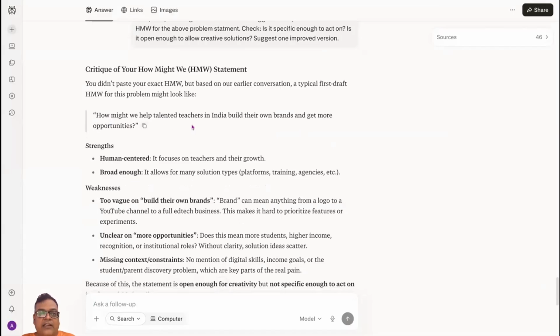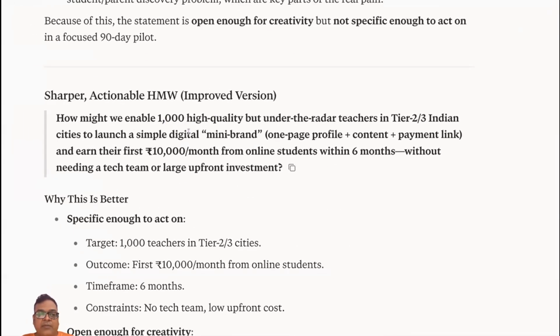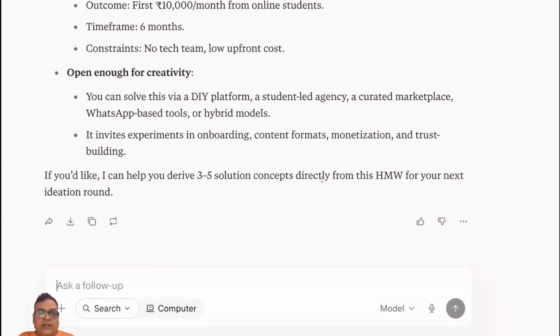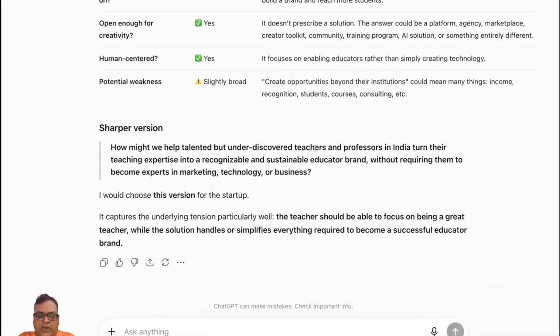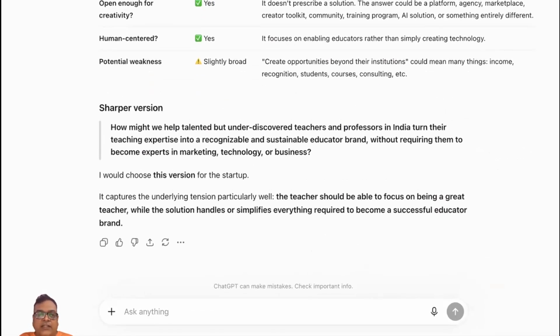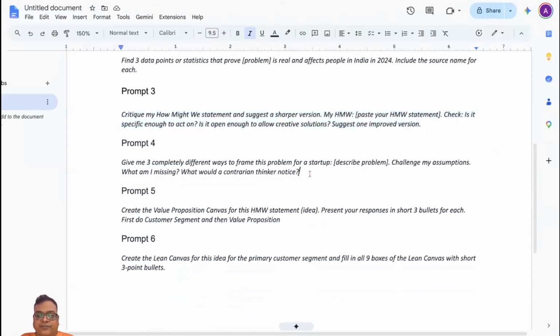It says, how might we help talented teachers in India find opportunities? Okay, so here is an improved version. How might we enable 1,000 high quality, but under the radar teachers in tier 2, tier 3 cities to build a simple digital mini brand, so that they can earn this much from online? Now, this is a better one. Great. Okay, and let's look at ChatGPT again. How might we help talented but underserved teachers and professors? Quite similar, right? But of course, here I think I will choose the last one. I feel so. Anyway, so let's now look at the fourth prompt, and we'll just click here.